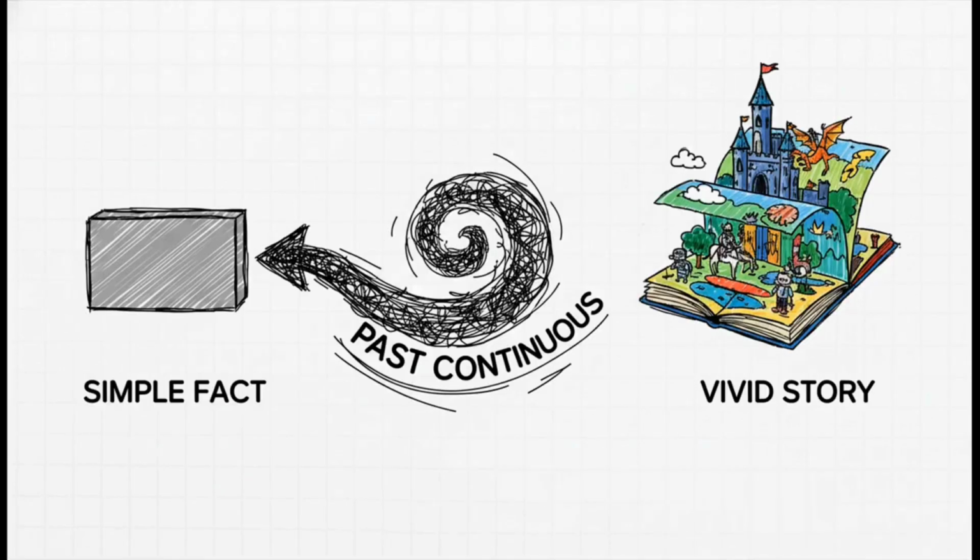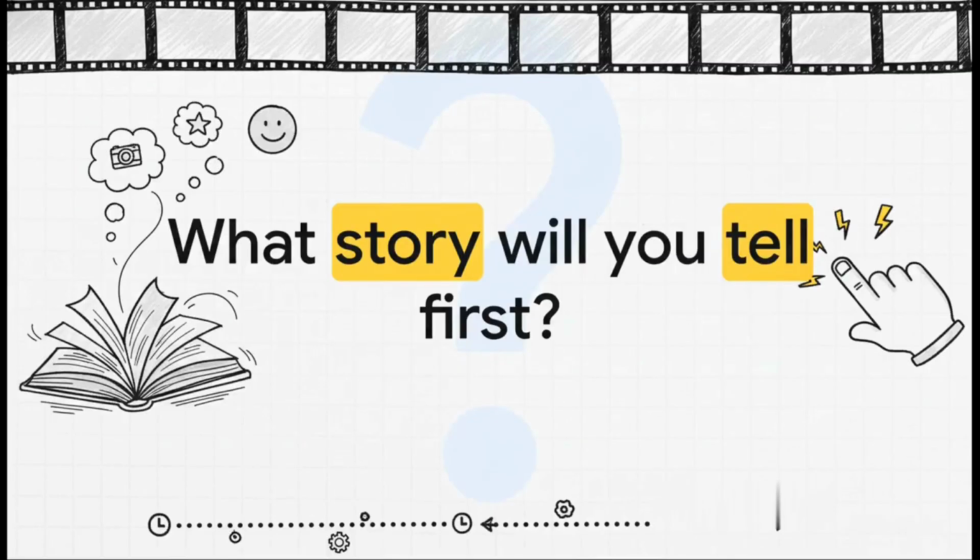So if you take away just one thing from all this, let it be this. The past continuous is not just some boring grammar rule you have to memorize. It is a creative tool. It's the thing that transforms simple, flat facts into rich, compelling, and truly vivid stories. This is what lets you show your audience what happened, not just tell them. It's how you bring your memories and your ideas to life. You have the superpower now. So, there's really only one question left. What story will you tell first?